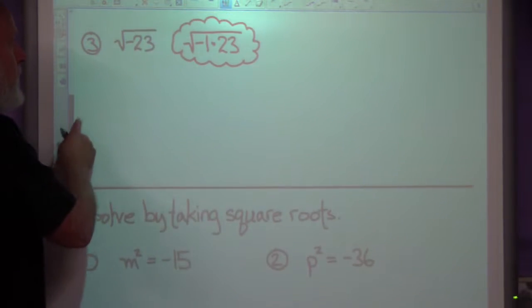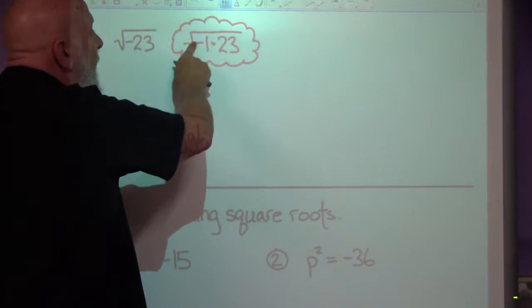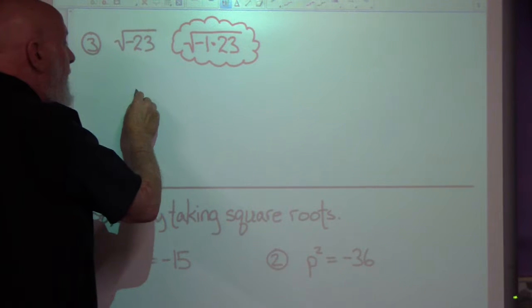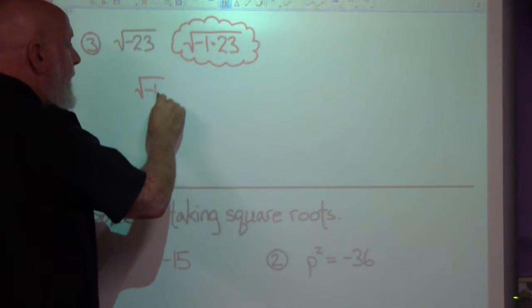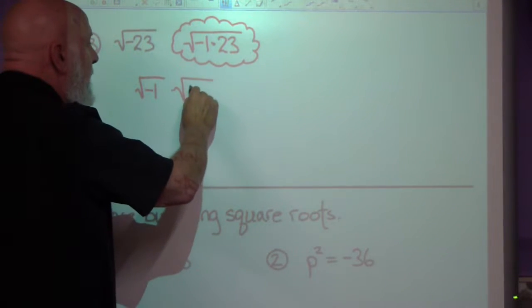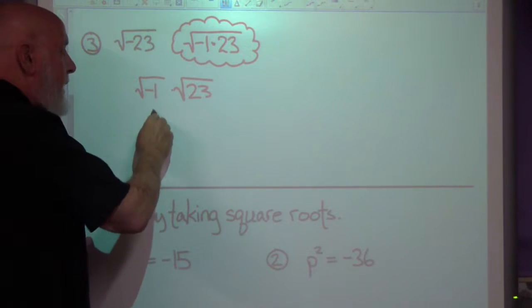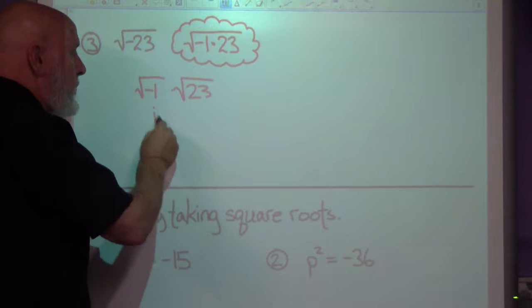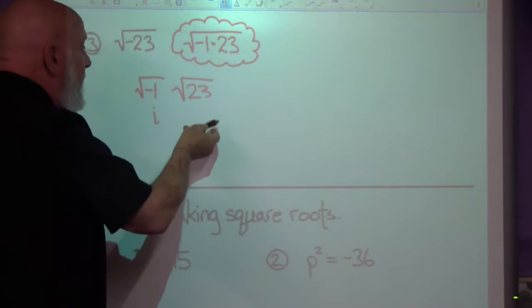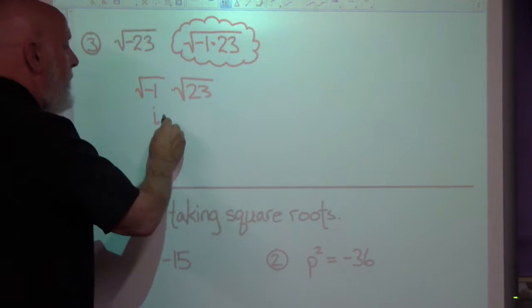Let's take a look at this one, the square root of negative 23. I can think of it like this. Then I can also think of it like this. You don't have to actually show this part, but you can think of it like that and say, well, that's i. By definition, the square root of negative 1 is i. The square root of 23 won't come out from under the radical.